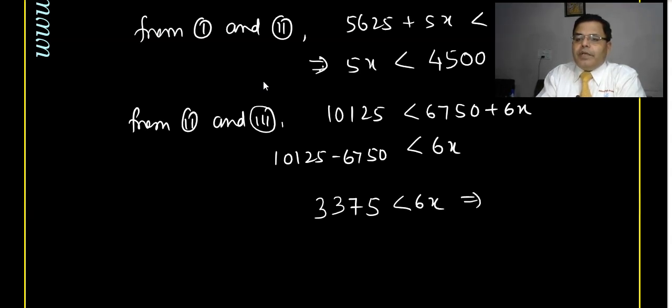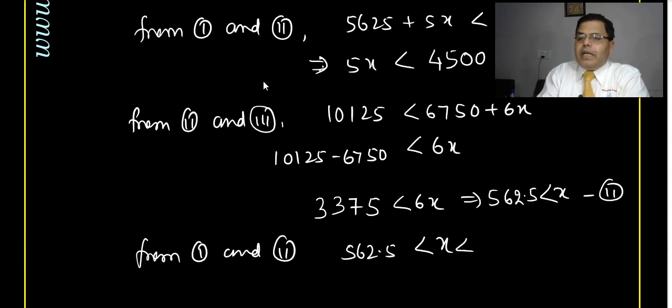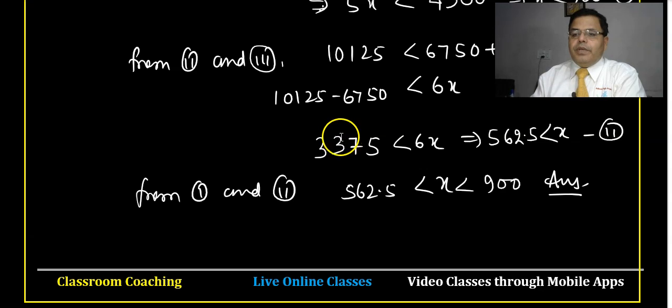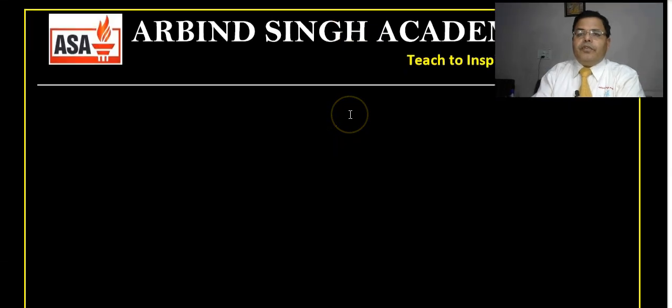And therefore x is greater than, if you divide by 6, 6 times 5 is 30 and carry 3, 3 is 37, so 6 times 6 is 36, 1. And 6 times 2 is 12 and 3, so this is 5. So this is the second part, and therefore from first and second, x lies between 562.5 liter and less than 900 liter. That would be the answer. So the range of water which needs to be put in will be more than this and less than this. Now one more question is there, and let us see this question, question number 14.